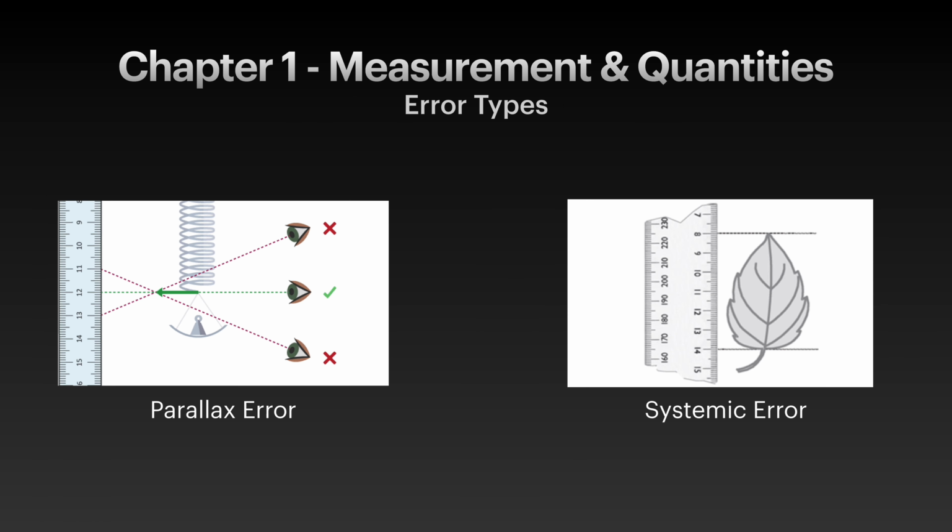And speaking of errors, there are two major types. One is systematic errors and the other one is parallax errors. Systematic errors often happen due to faulty equipment or consistent mistakes. And parallax errors occur when your eye isn't level with the scale.